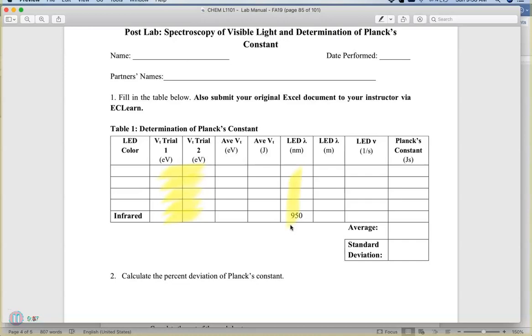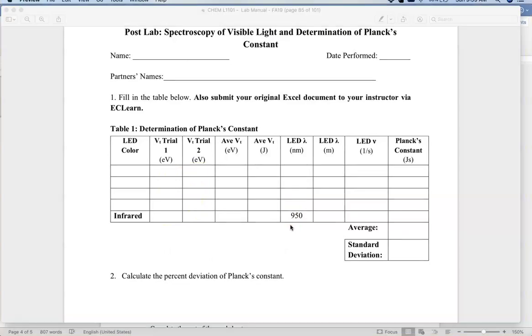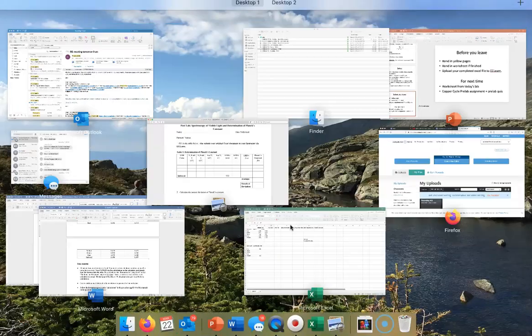So let me write that down. We have voltmeter, and technically that's part B, and then here we have our spectroscope, and that's technically from part A. So we're going to be combining those two bits of information to ultimately determine Planck's constant. That's our ultimate goal. So let's first get back to talking about how I record the wavelength, and then we'll jump into doing the Excel part of this.